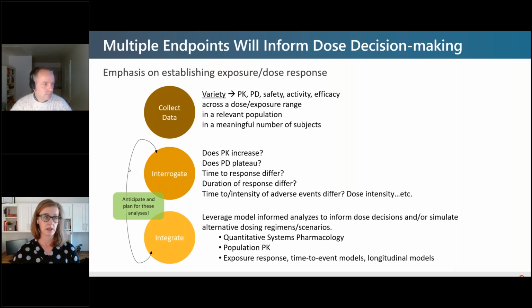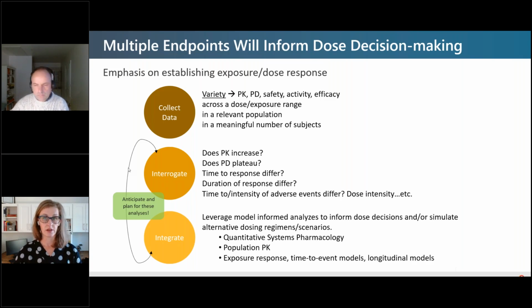Secondly, interrogate this data. Does the pharmacokinetics increase? Do I see a plateau in the pharmacodynamic response? Is there a difference between time to response among doses, or is the duration of response different? Is the time and intensity of adverse events, is the dose intensity different across the dose range, etc.? And lastly, integrate this data for storytelling. Leverage model-informed analyses to inform decisions and simulate alternative scenarios.